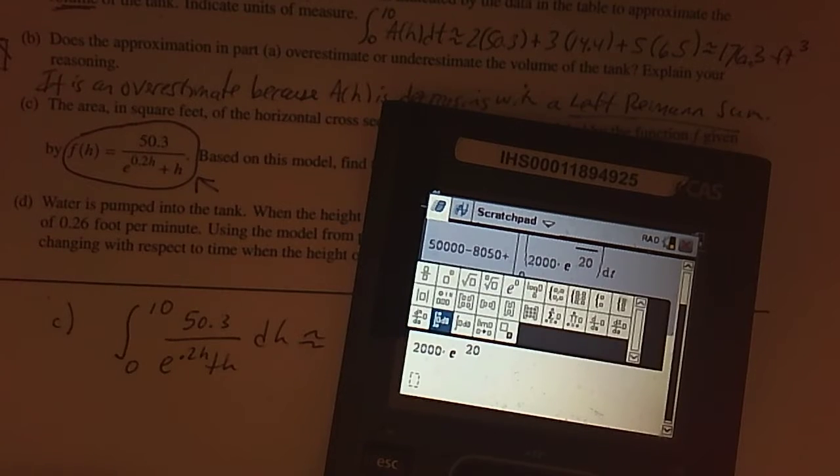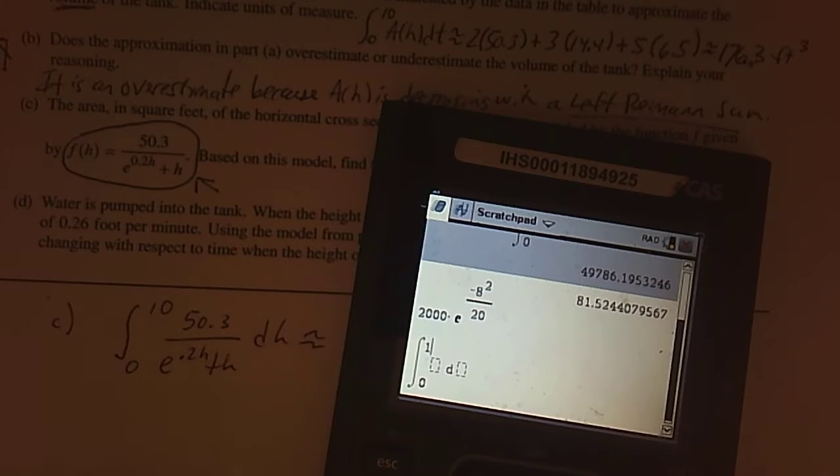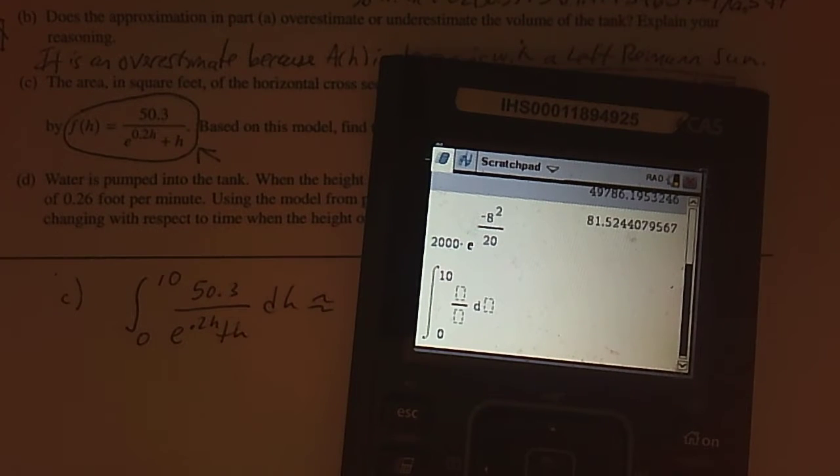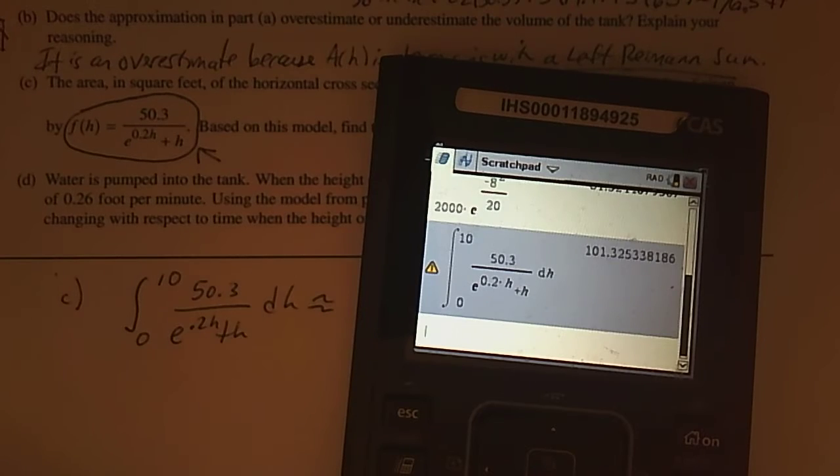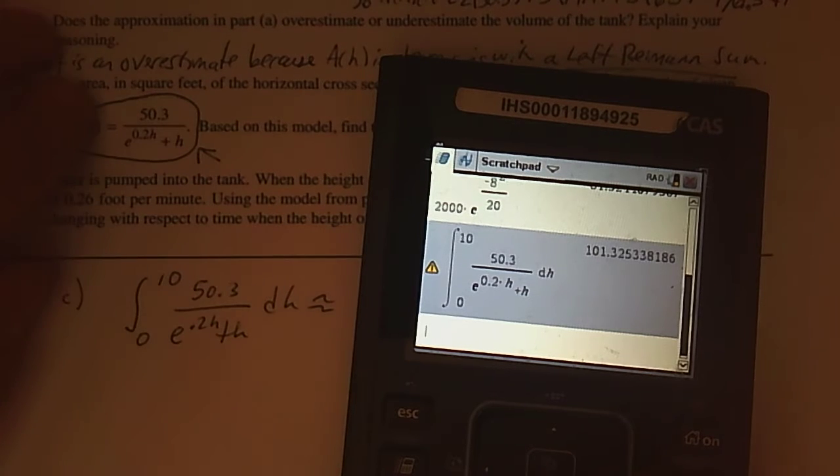So we are integrating from 0 to 10. I'm going to do a fraction line right away. 50.3. The denominator is e to the 0.2 h is fine. And then move the cursor over, and then it's plus h, not in the exponent. And then dh, and then control, enter. And you get about 101.325.